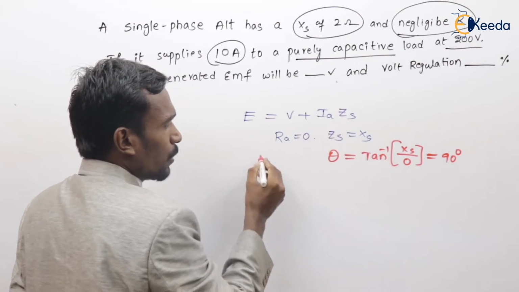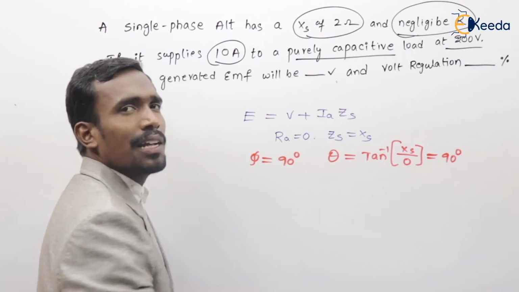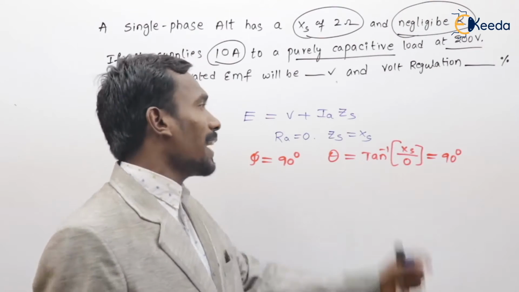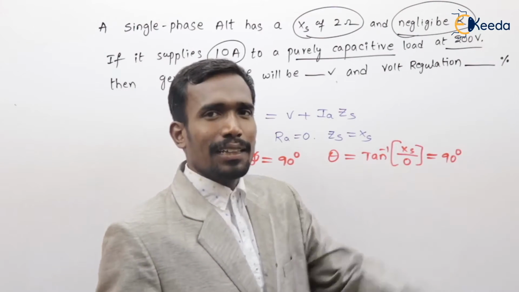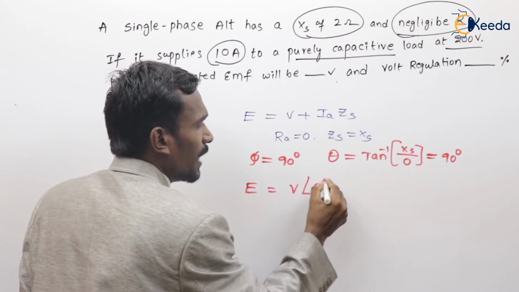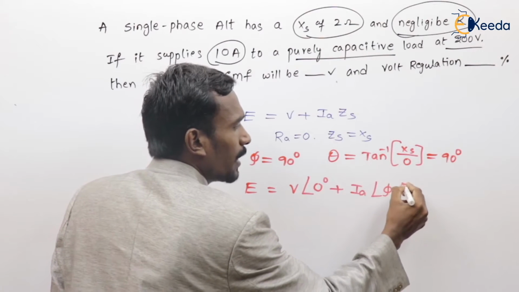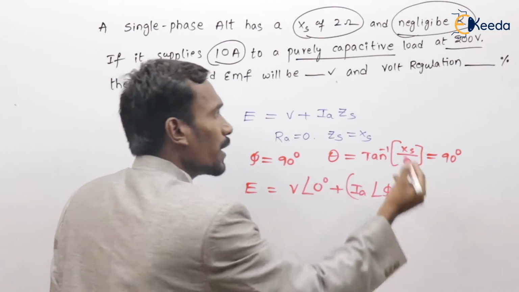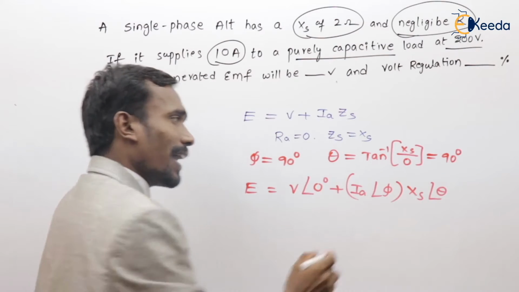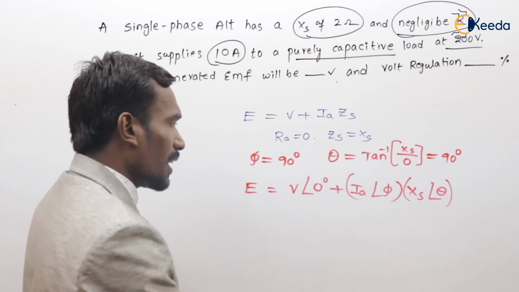Purely capacitive load, nothing but what is the power factor angle? 90 degrees leading. Purely capacitive load, 90 degrees leading. My impedance angle is 90 degrees. Then my EMF E is equals to V at an angle 0 plus IA at an angle phi into XS at an angle theta. Now tell me, what is our answer?